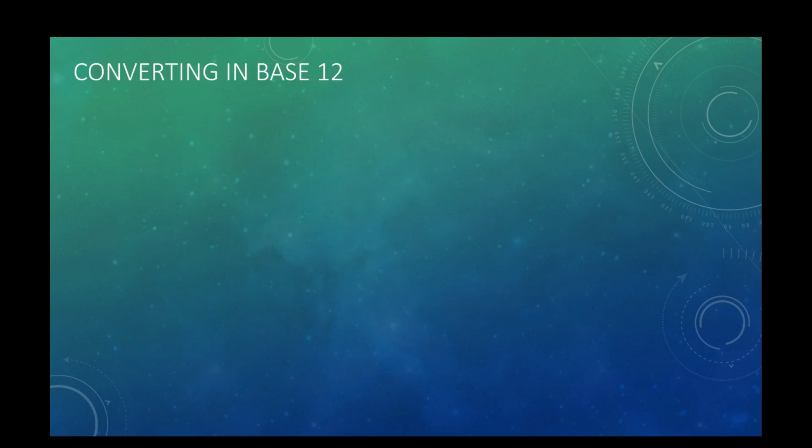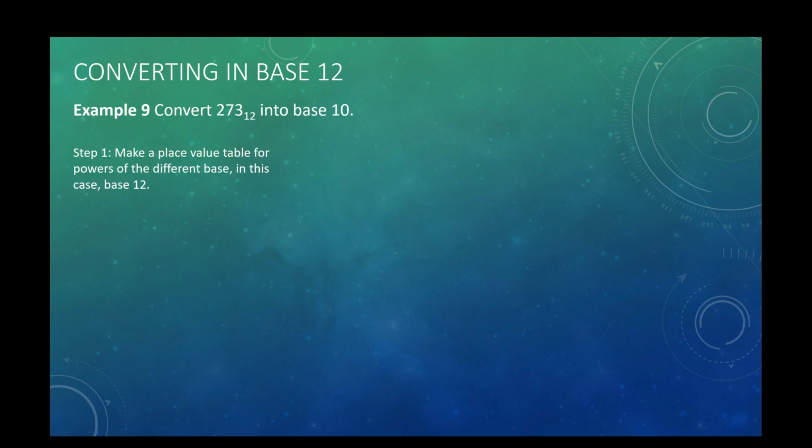Converting in base 12. So let's convert 273 with a little 12 on it into base 10. Step 1. Make a place value table for the powers of the strange base. In this case, base 12. Never for base 10. So here are the powers of 12.